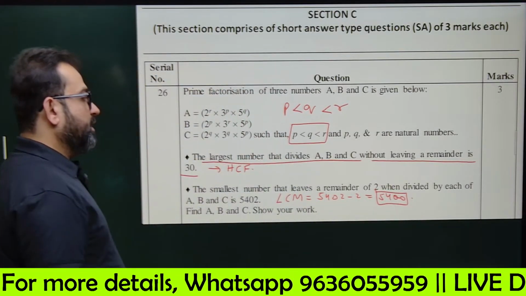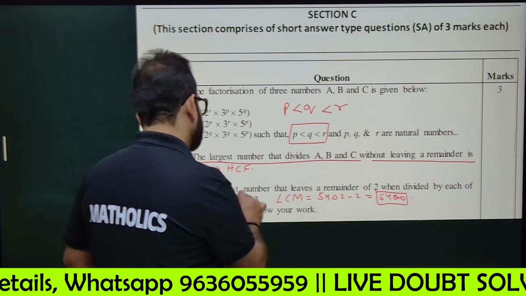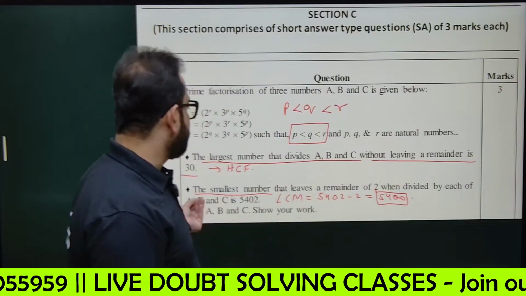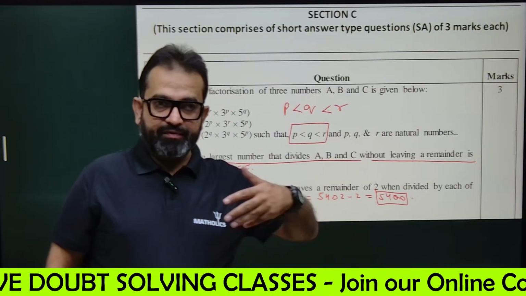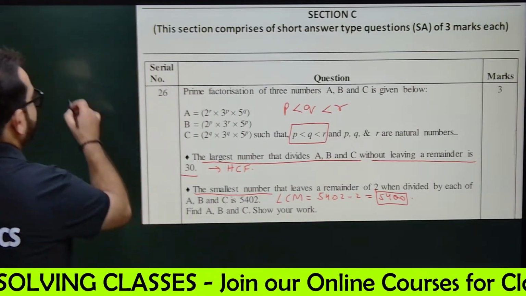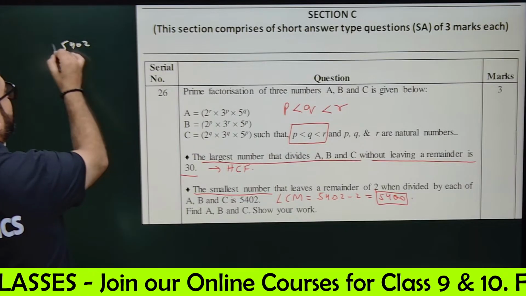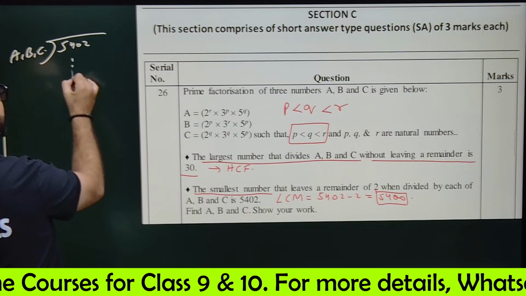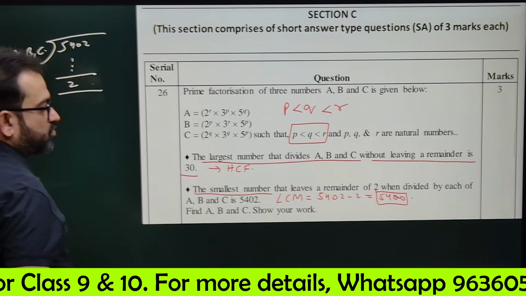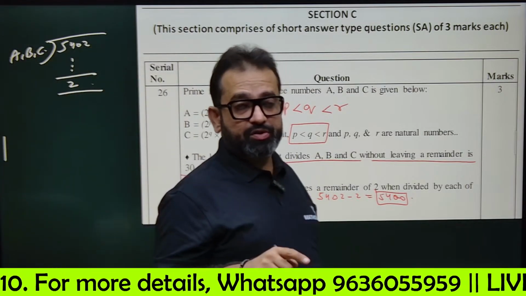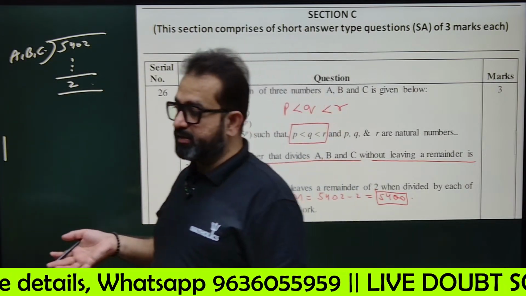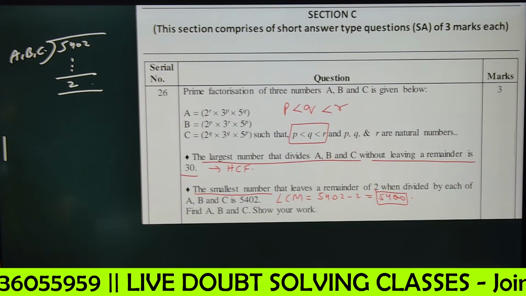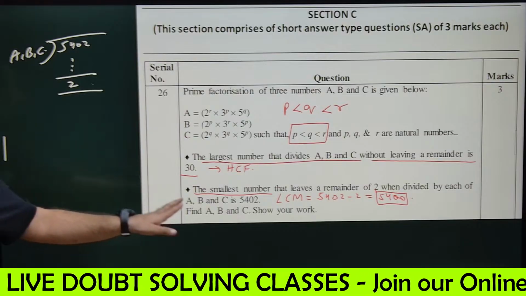Why is it so? Because the smallest number, lowest multiple that leaves a remainder of 2 when divided by each of these A, B, C is 5402. So 5402 is a number, obviously, which when divided by any of these A, B, C leaves a remainder of 2. So 2 must be subtracted from 5402 so as to get the LCM, right? This is a common mistake which every one of you must be making. This is a very good, very amazing question, right?